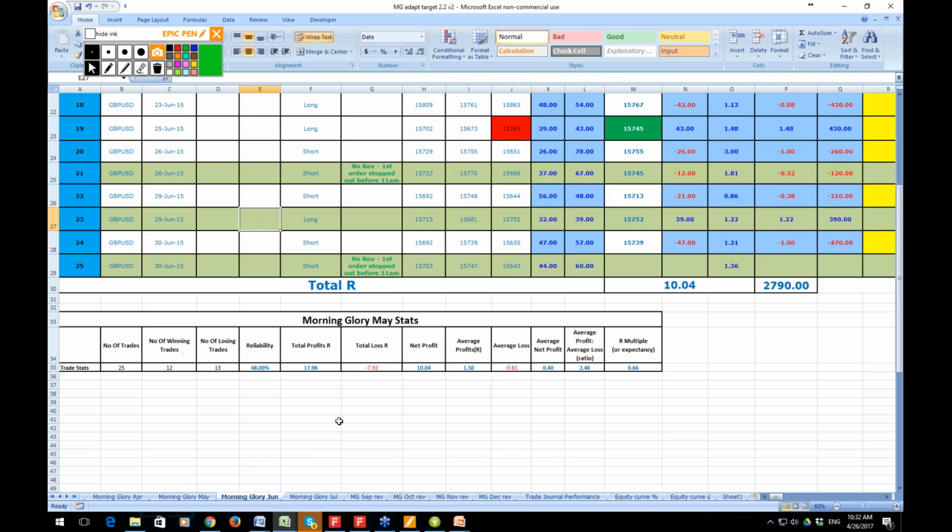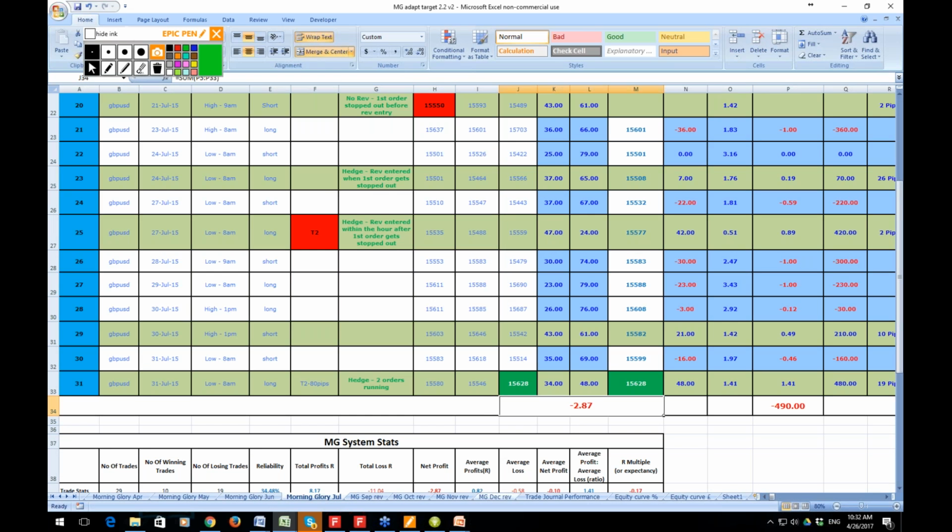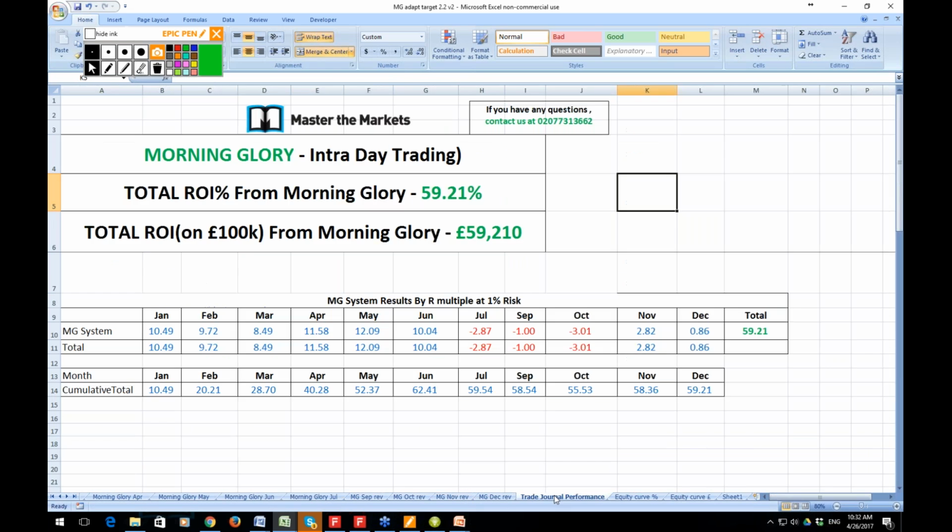We can see June made 10.04%, then July hit a drawdown of minus 2.87, and so forth. In total, it made about 59.21%, but this will probably not stay true. This was really a good year for 2015-16, 59.21%.